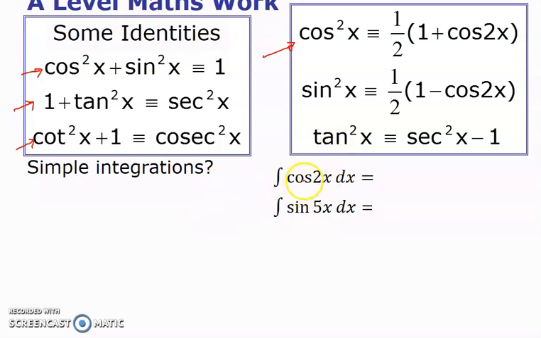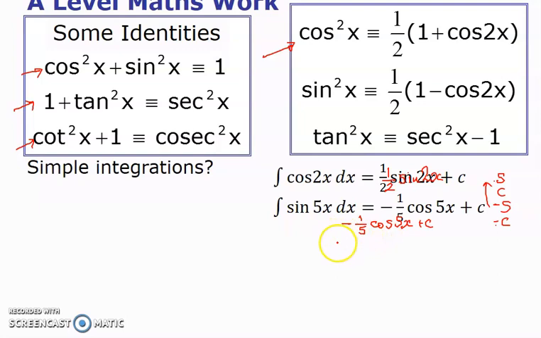Simple integrations, I suppose. If I am asked to integrate cos of 2x, we should by now know it's a half of the sine of 2x. Don't forget your constant. And this one, therefore, by definition, becomes, I'll write underneath, a fifth of the cos of 5x plus a constant. We've got to be a little bit careful with sine and cos. Sine, cos, minus sine, minus cos. If I do sine, it becomes minus cos when I go upwards. So I reckon it's minus a fifth of cos of 5x plus c.